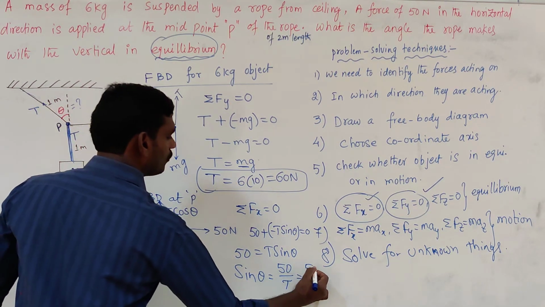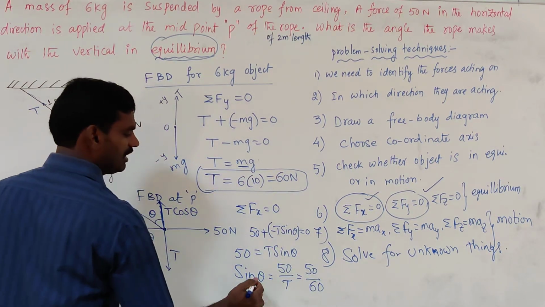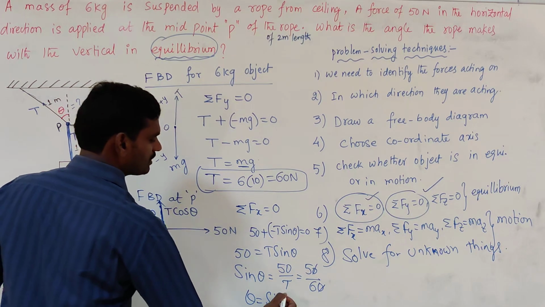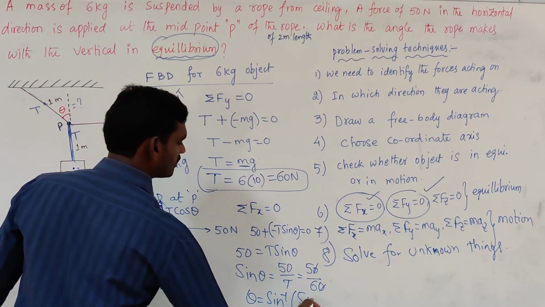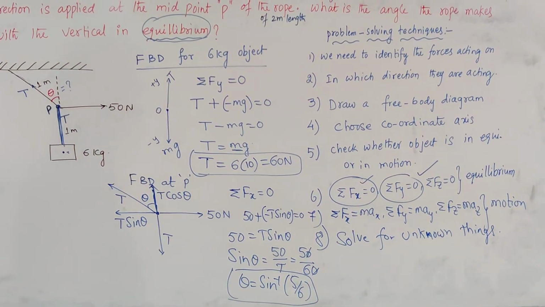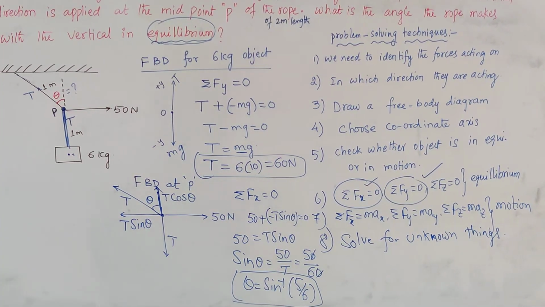We know that T, we got T as 60. So sin theta is equal to 5 by 6. Theta is equal to sin inverse of 5 by 6. Use a calculator to find the final answer. Okay, theta is equal to sin inverse of 5 by 6.